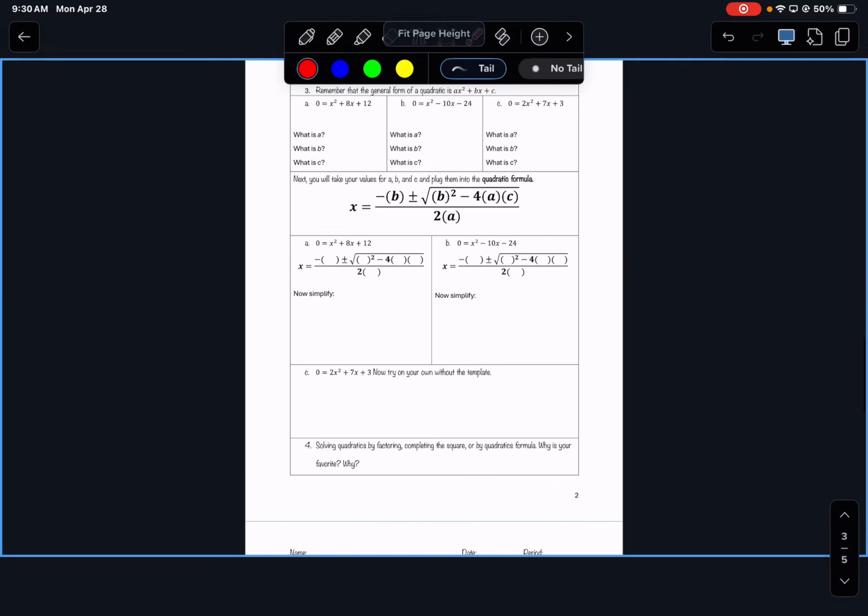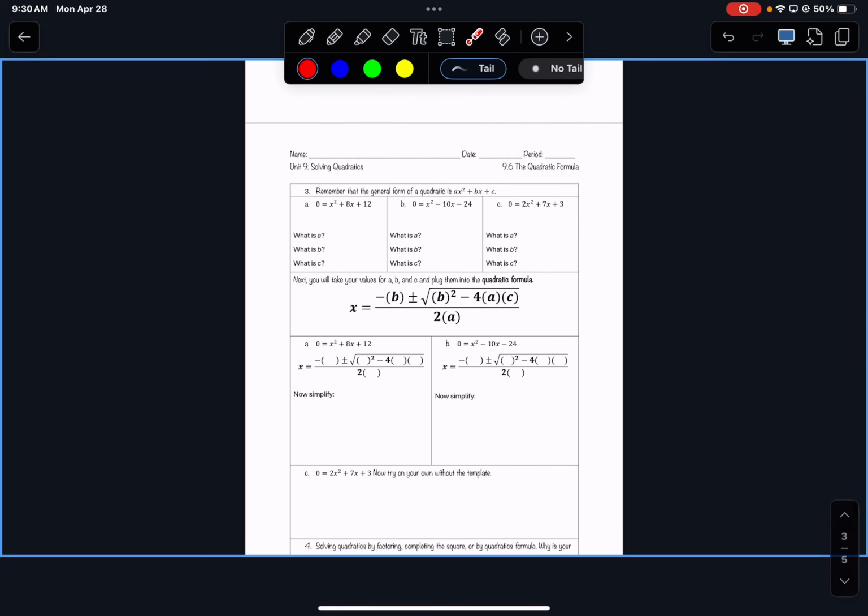So on the back of our paper, we're going to talk more about the quadratic formula, okay? So it is negative b plus or minus the square root of b squared minus 4ac all over 2a. You have to memorize it. You need to live, laugh, love it.